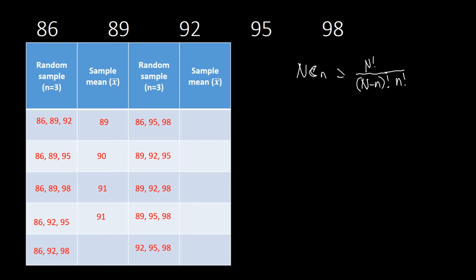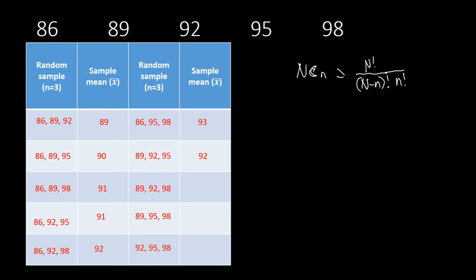And next combination, 86, 92, 98. Adding it up and dividing it by 3. That is equal to 92. Next one, we have 86, 95, 98. Dividing that one by 3, that is equal to 93. And next up, we have 89, 92, 95, that is equal to 92 when you divide it by 3.